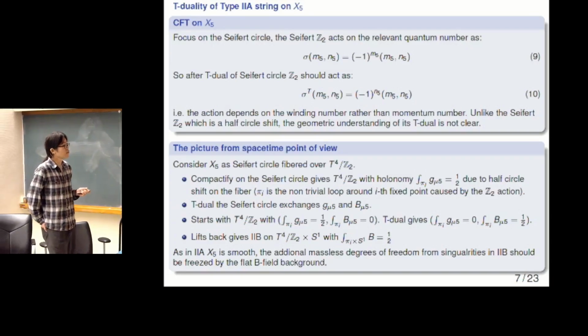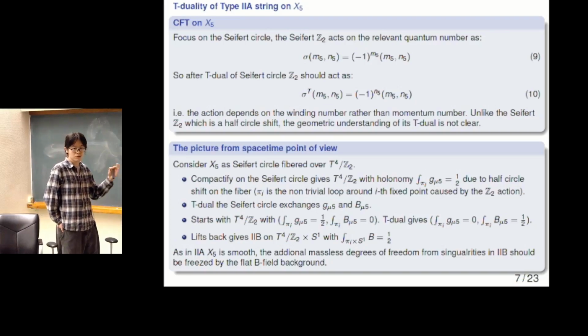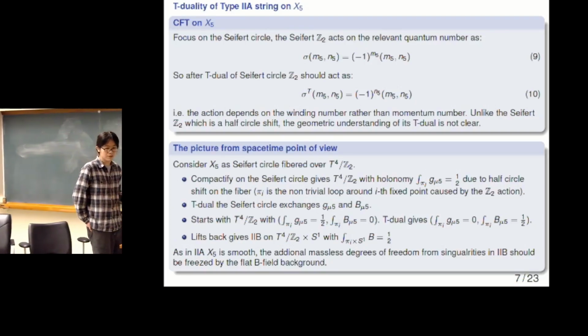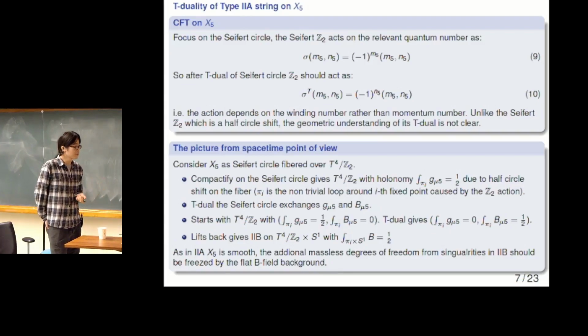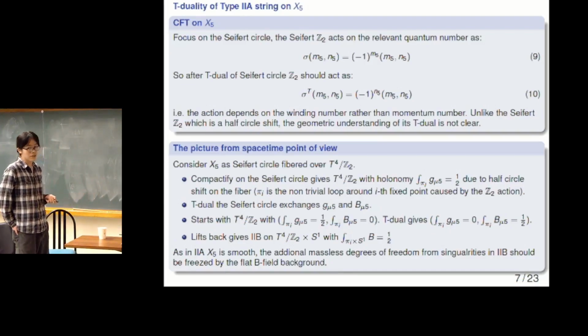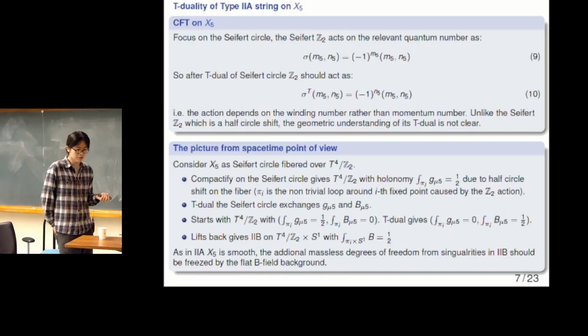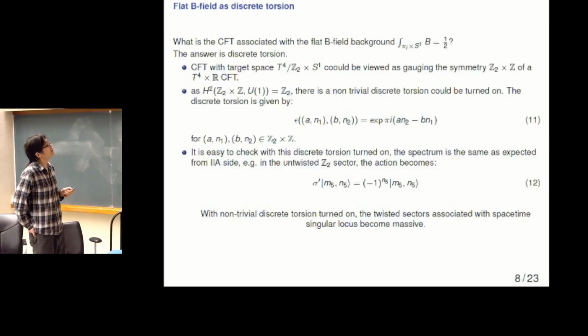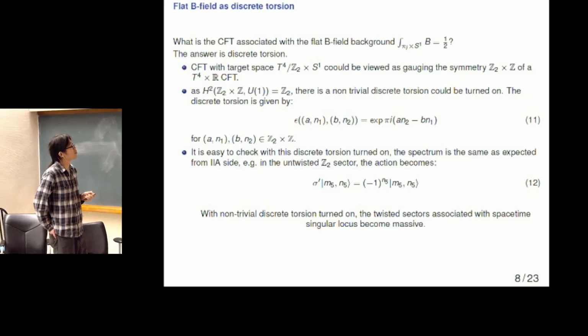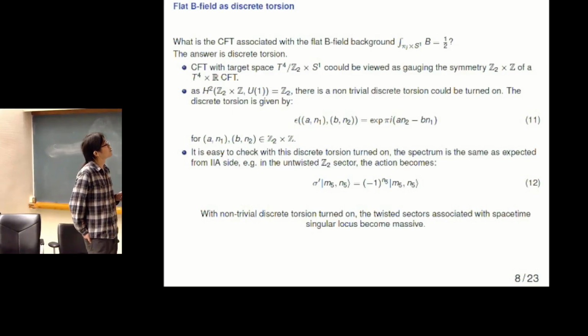And although the type 2B geometry is singular, from the dual 2A analysis, we know that all the singularities shouldn't contribute to the massless modes at the generic radius of the circle. So there must be a mechanism involved with this B field that makes all the twisted sectors massive. So the question is, what is the CFT associated with the flat B field background? Well, the answer is discrete torsion.